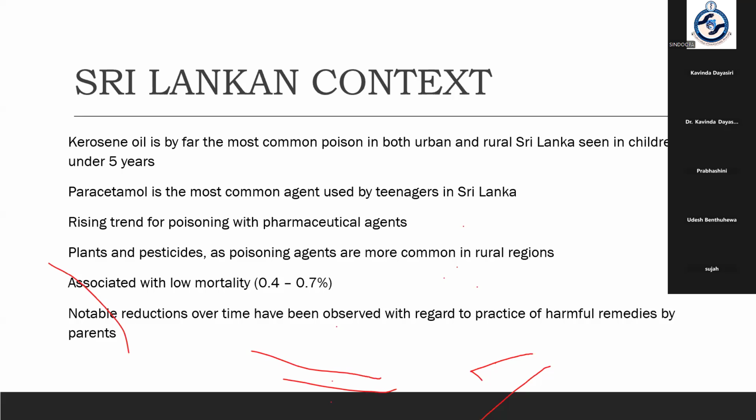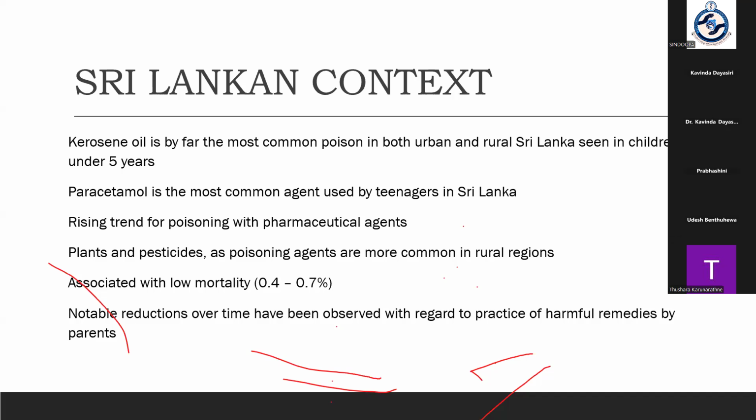And paracetamol is the most common, accounting for nearly 50%, 60% of the total ingestions when it comes to teenagers. We recently did a study of around 2,400 admissions in just 6 teaching hospitals across the country over a period of 2 years. In that study, paracetamol accounted for over 50% of all presentations in adolescents. So it continues to be the most common ingestion seen among teenagers. And over the years, as the cases of kerosene oil drop, we see an increasing trend of ingestion of pharmaceutical agents, from paracetamol to ibuprofen to antidepressants and so on.